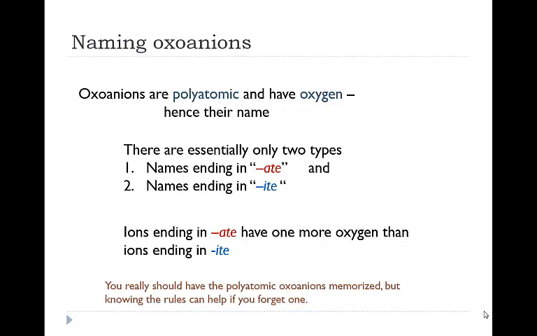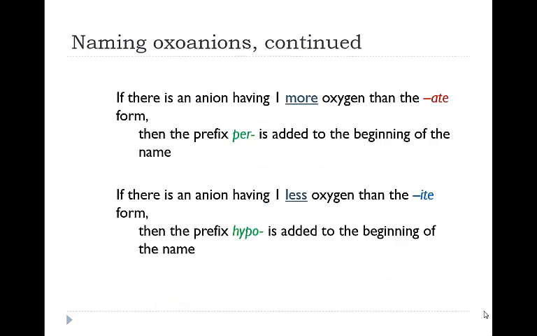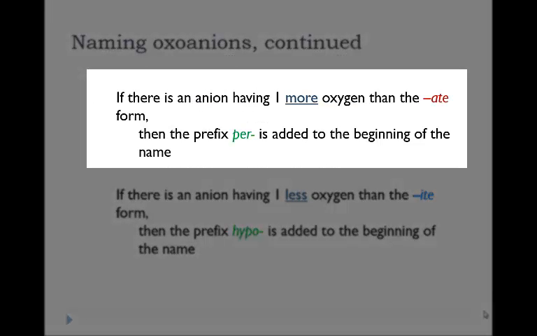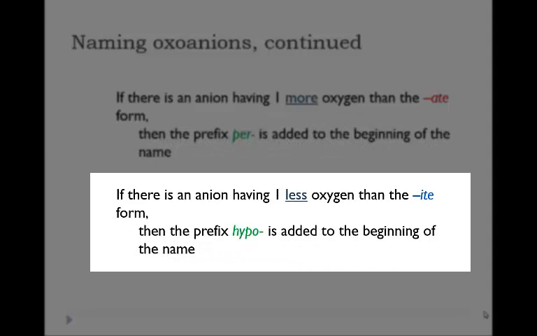So let's look at naming oxoanions. These are polyatomic ions. They have oxygen in them. And there are essentially only two types, names ending in -ate and names ending in -ite. And ions ending in -ate have one more oxygen than the ions ending in -ite. If there's an anion having one more oxygen than the -ate form, then the prefix per- is added to the beginning of the name. If there is an anion having one less oxygen than the -ite form, then the prefix hypo- is added at the beginning of the name.